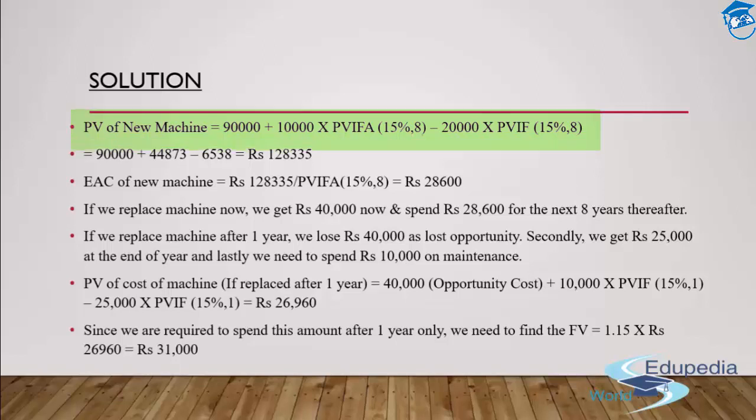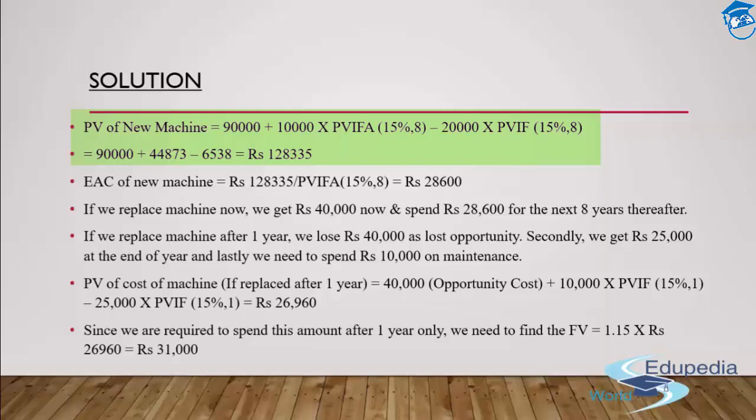I get the figure for the present value of the new machine. I have to incur 90,000 rupees right now, plus 44,873 rupees on its maintenance. Out of that, I deduct what I would get after 8 years, that is 6,538 rupees in present value. So over the overall 8 years, I spend an amount of 1,28,335 rupees for procuring that new machine. That is its present value.